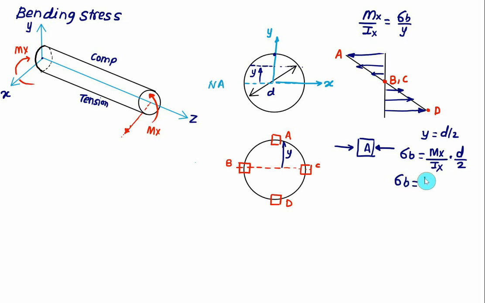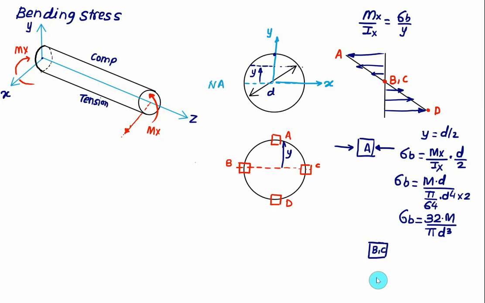So we can very well calculate the value of sigma b. We have M into d divided by pi by 64 into d to the power 4 multiplied by 2. So this 32 will come in the numerator, and you will get the bending stress approximately equal to 32 times M divided by pi into d cube. And this value you have to take as a negative value. As far as B and C are considered, you don't have to show any stress.